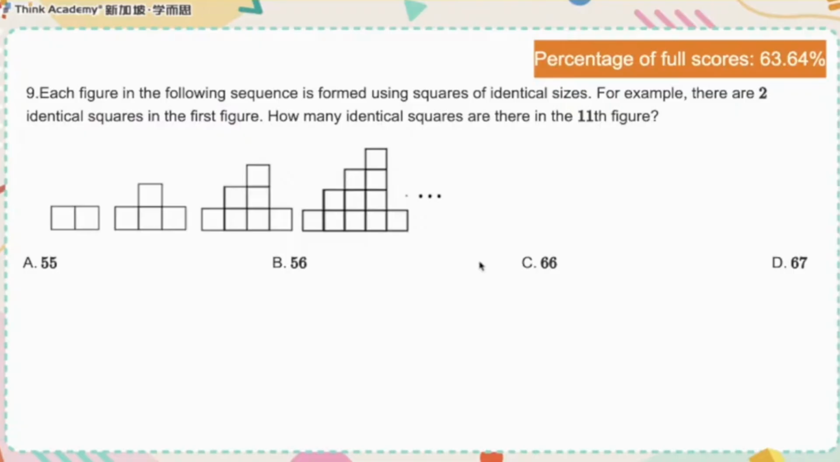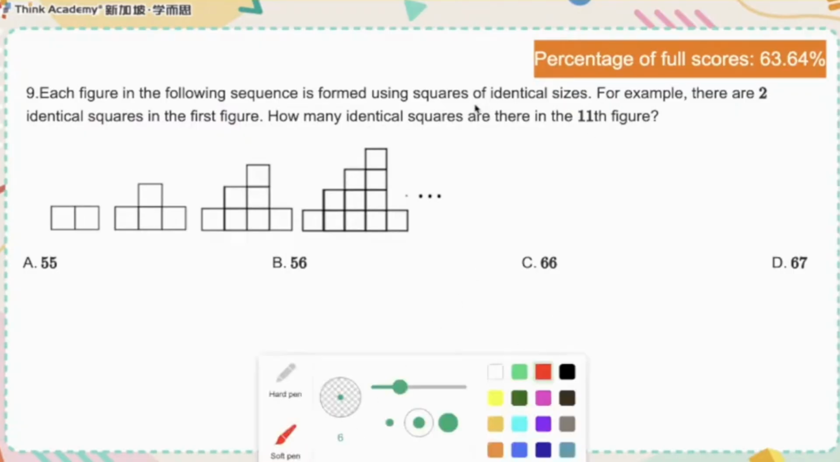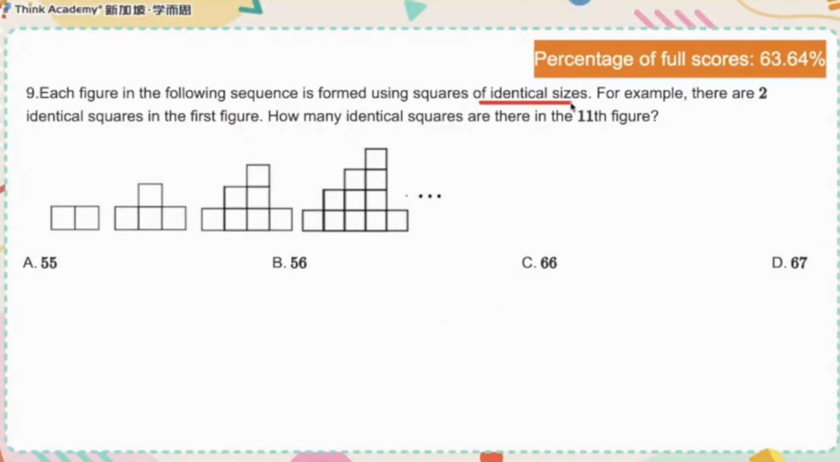Each figure in the following sequence is formed using squares of identical sizes. Identical means they are the same. For example, there are 2 identical squares in the first figure. How many identical squares are there in the 11th figure? Let's take a look. What is the pattern here?